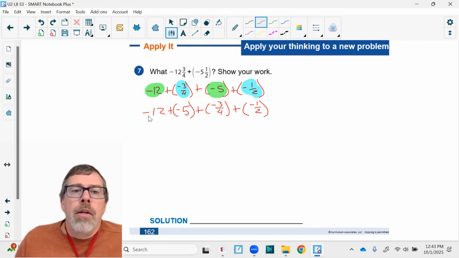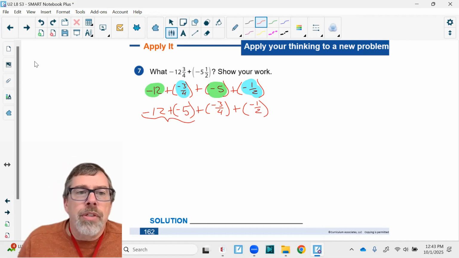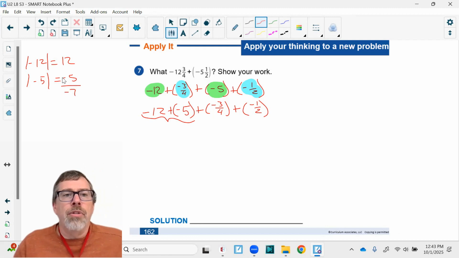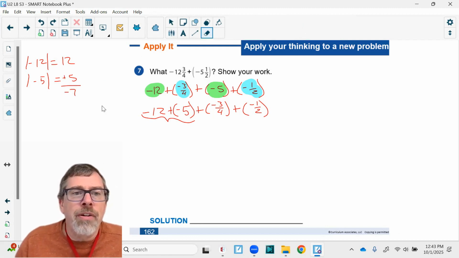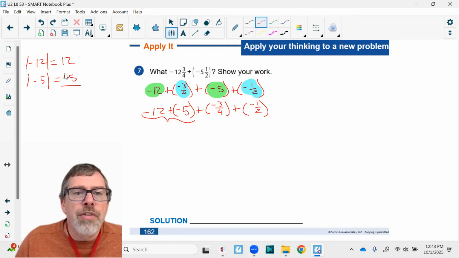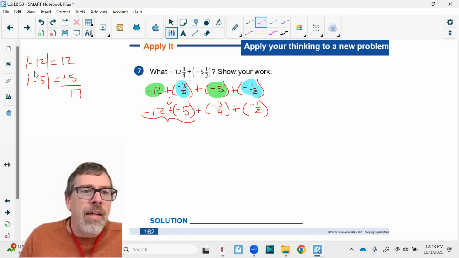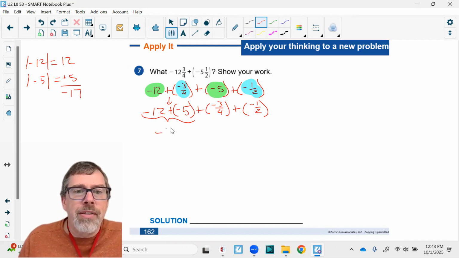Okay? So we'll focus on the integer first. So you take the absolute value of negative 12, which is 12. Take the absolute value of negative 5, which is 5. Subtract and get 7. And since they're both negative, it's negative 7. Oh, I'm sorry. That's not true. The signs are the same. We add. My fault. Okay. 12 plus 5 is 17. So when the signs are the same, you add them because we are adding, right? It says addition. My fault. So 12 plus 5 is 17, and the signs are negative, so that's going to be a negative 17.